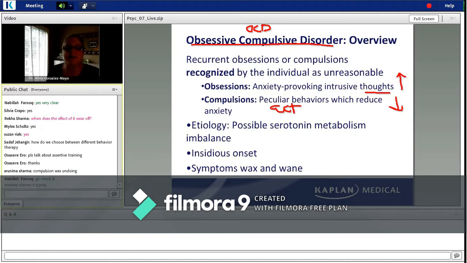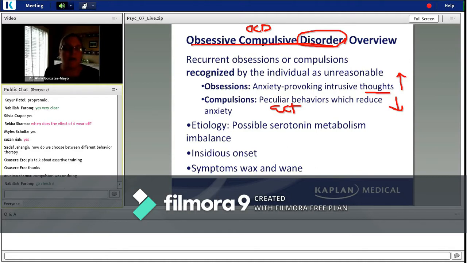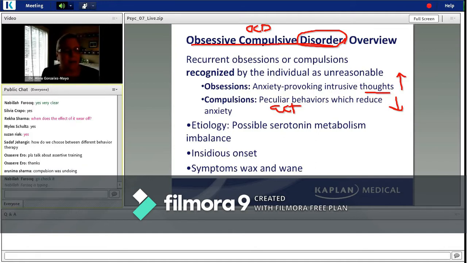Now, what makes it a disorder is the fact that you lose your level of functioning. All of us probably have a little bit of OCD. I'm sure some of you out there will go to the bathroom and not touch the faucets. Some of you out there, how many of you do that?